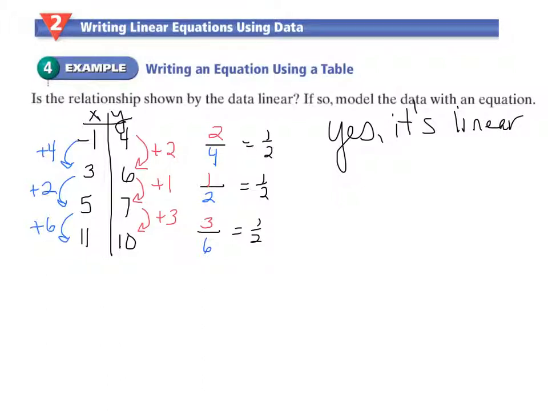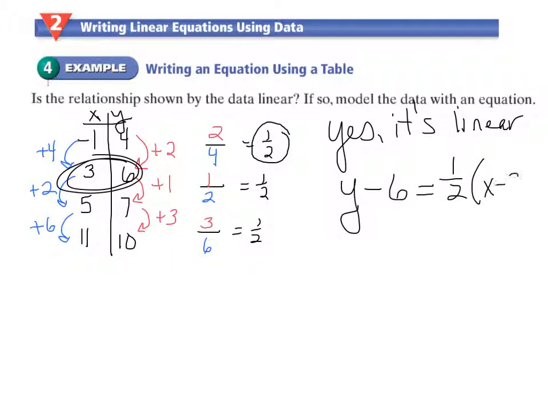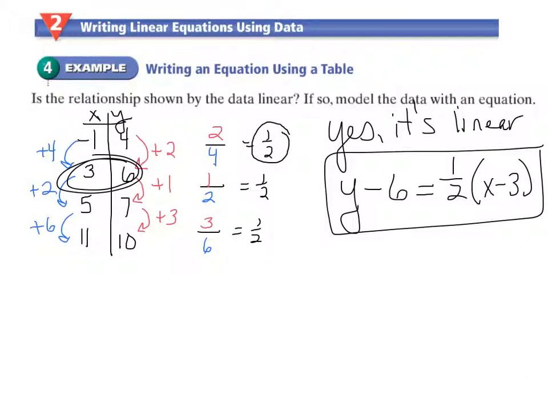Now it doesn't say what kind of equation to write, so we can write it in slope-intercept. We can write it in point-slope. So we already know the slope. Here's what I would look at. I have a slope. I have a point. I would use point-slope form. Pick any point you want. It doesn't matter. I'm going to say, oh, this one looks fun. 3, 6. So that would give me y minus 6 equals 1/2 is my slope, x minus 3. That would be my answer.